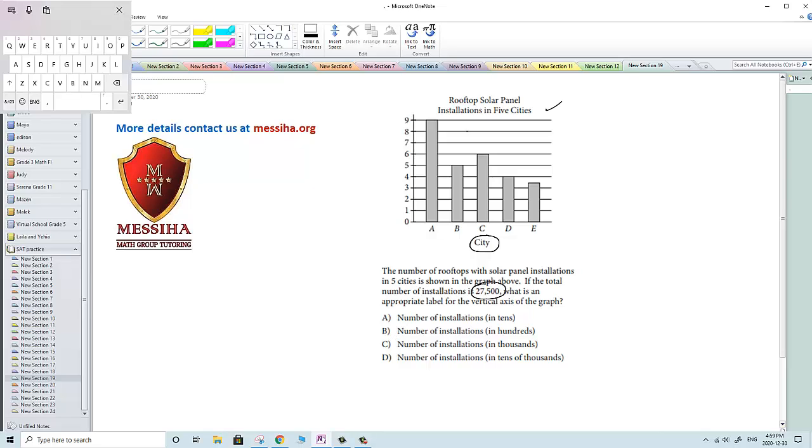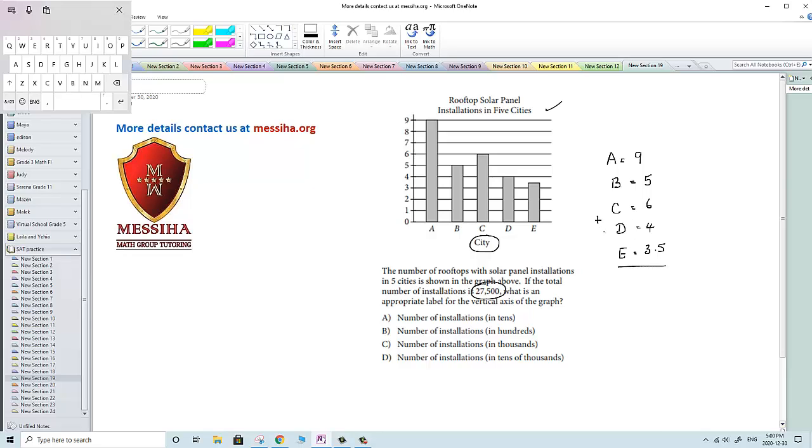So you can see here there is 9, 5, 6, 4, and 3.5, something like that, and these are the 5 cities A, B, C, D, E. Actually, this number for sure is not 9 only, because how are we going to reach 27,500? But let's take for each city how many. For A it's 9, for B 5, for C 6, for D 4, and for E 3.5, because it's between 3 and 4.